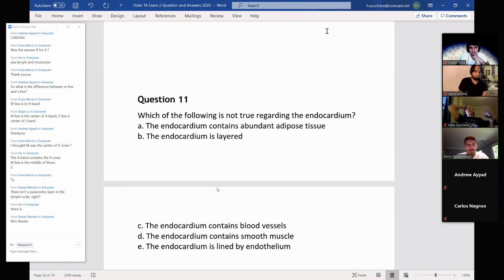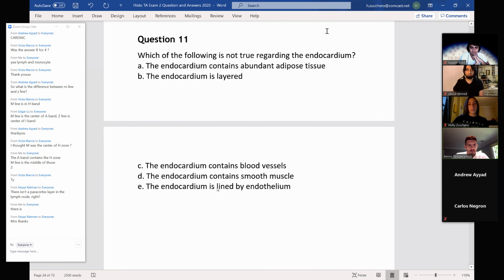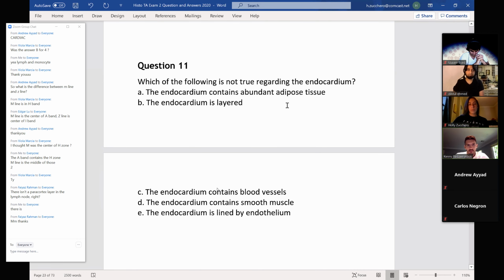So what do we think? I think it is A. It's A, right? Yeah. Right, so it's not true. There's not abundant adipose tissue in the endocardium.